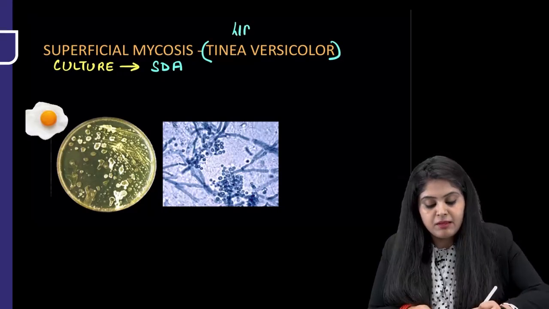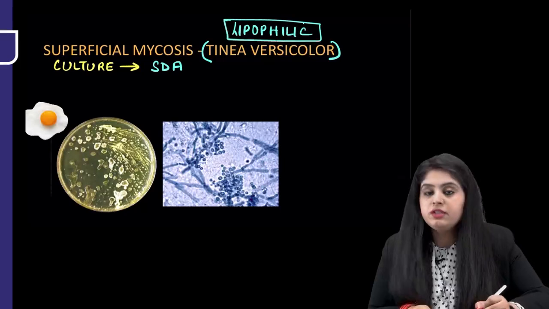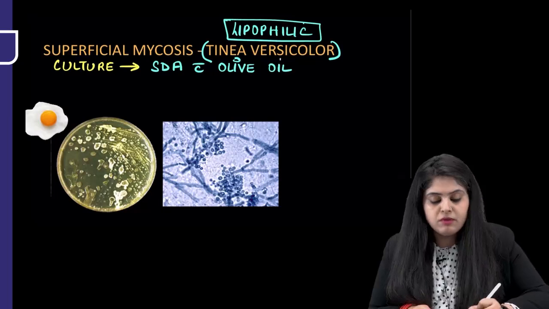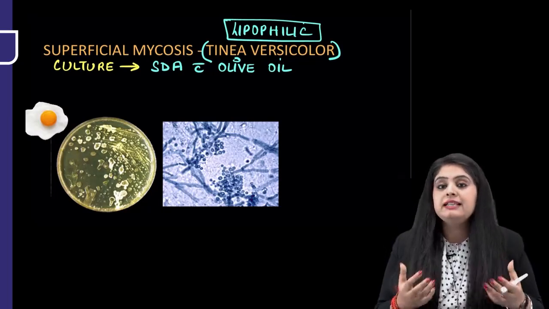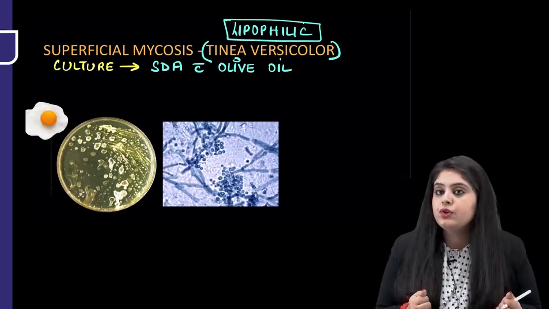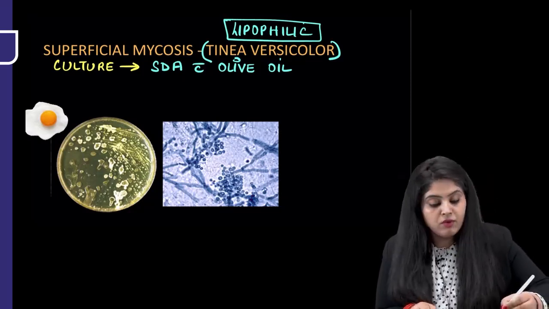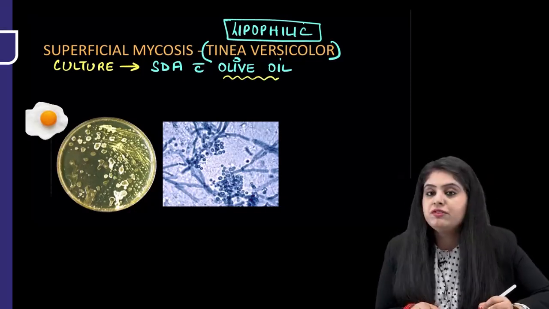But there's something different about Malassezia. Malassezia is a lipophilic organism. If you try to grow it in a regular SDA, you won't be able to grow it. You will have to add something: olive oil. Why did I say olive oil? Because olive oil is fatty, lipo, so it needs that fatty source. Only then is it going to grow.